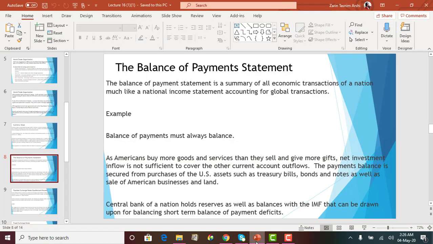So hopefully that gives you an idea about the balance of payment statement, how it looks and how it is maintained by the government, and it must always balance at the end of the year. Okay, so Americans buy more goods and services than they sell and give more gifts. Net investment inflow is not sufficient to cover other current account outflows. The payment balance is secured from purchases of US assets such as treasury bills, bonds, and notes, as well as sale of American businesses and lands. That's how they will balance. Otherwise it won't balance.